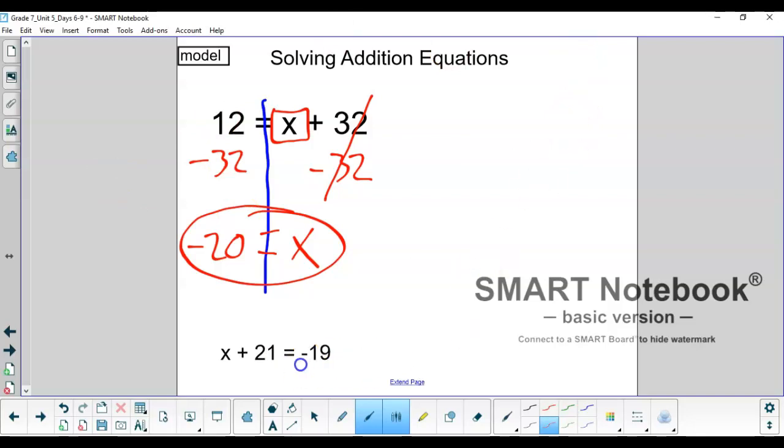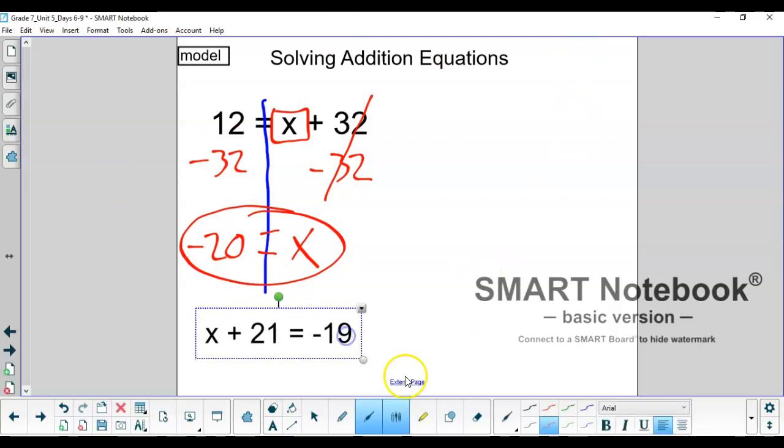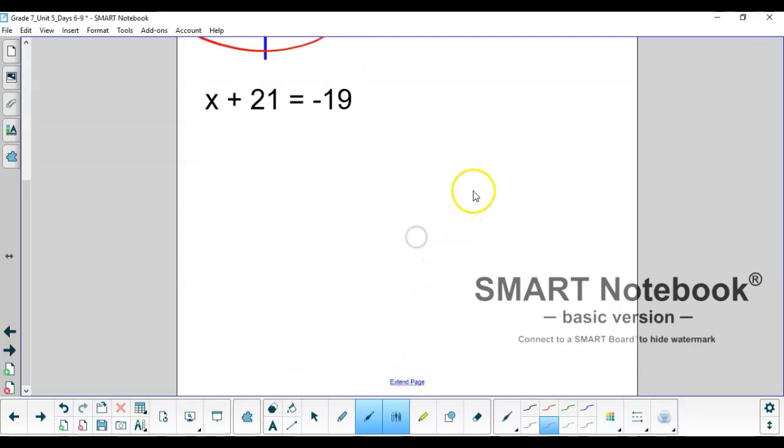Okay, second example, I'm just going to scroll it down here. If you need to pause the video at any point, remember you can do so. So second example, now I have x plus 21 is equal to negative 19. Again, the first thing I'm going to do is break this problem into a left side and a right side through the equal sign. The equal sign is always the middle of the problem. Then I'm going to locate my variable. My variable is over here on the left side of that line.